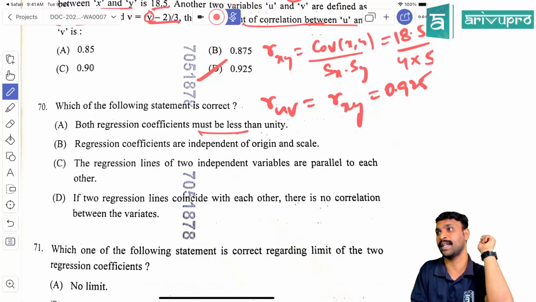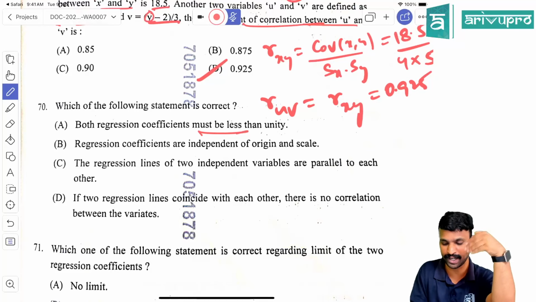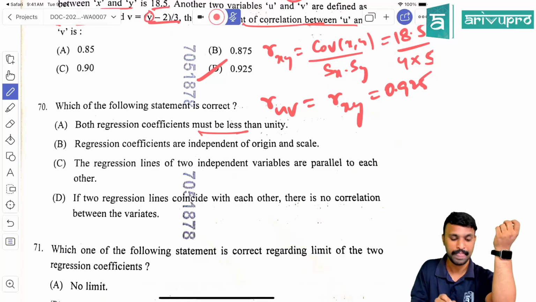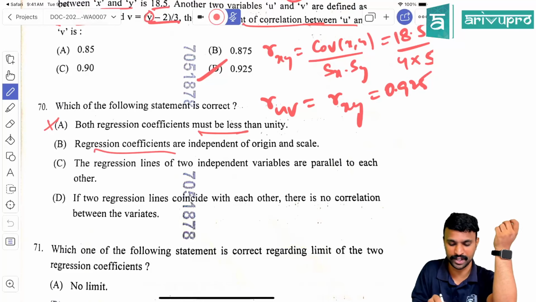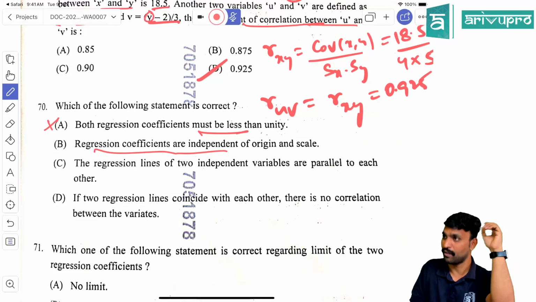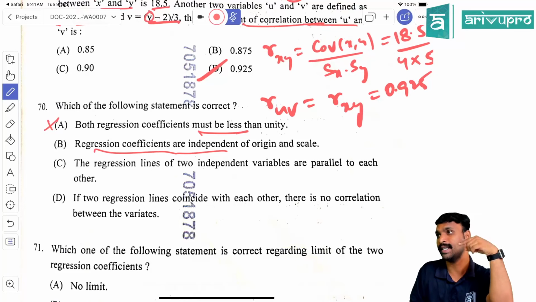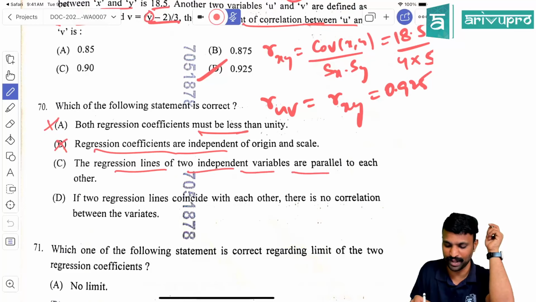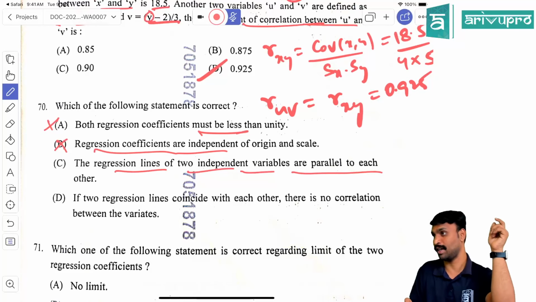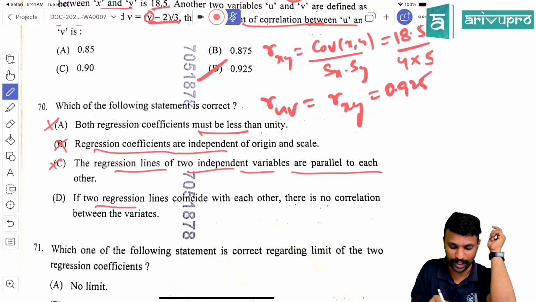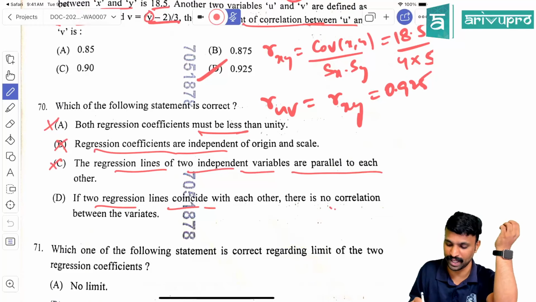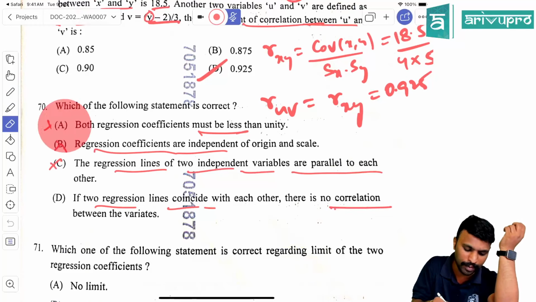It's not necessary that if one regression coefficient is less than unity, the other one can't be more than unity. That is possible, yes or no? So it's not that both regression coefficients are less than unity. So definitely this doesn't satisfy. Regression coefficients are independent of origin. Of course, yes, but dependent on the scale. So obviously this is not the right answer. The regression lines of the two independent variables are parallel to each other. Not necessarily. Two regression lines coincide means obviously they show perfect positive correlation, but they have said no correlation. That means all options are incorrect.